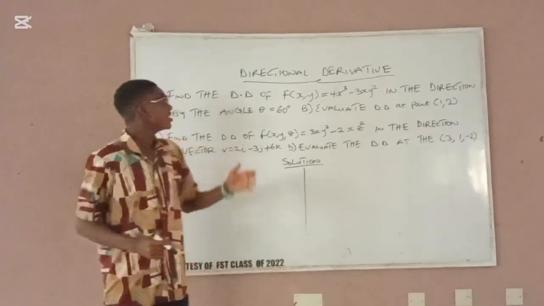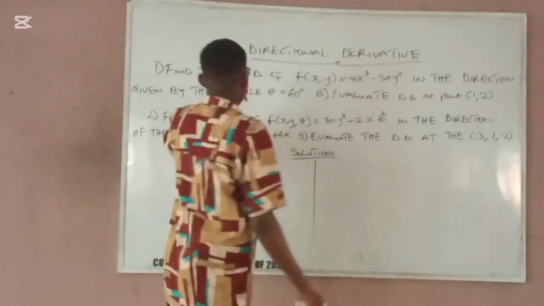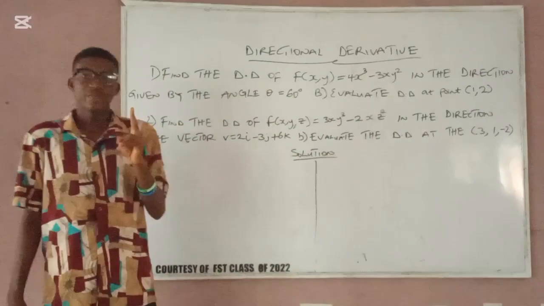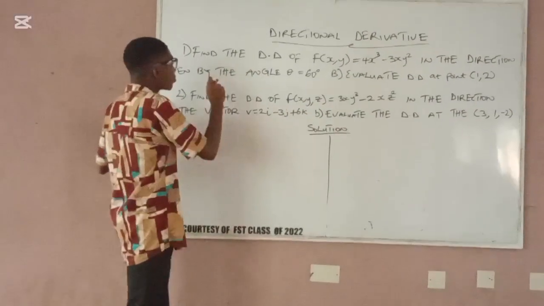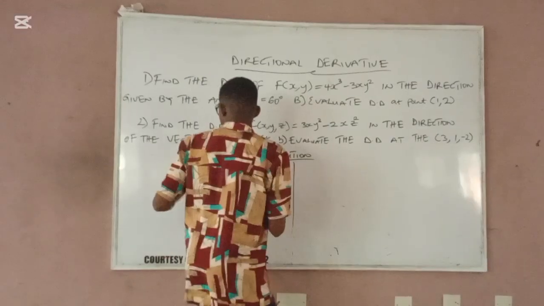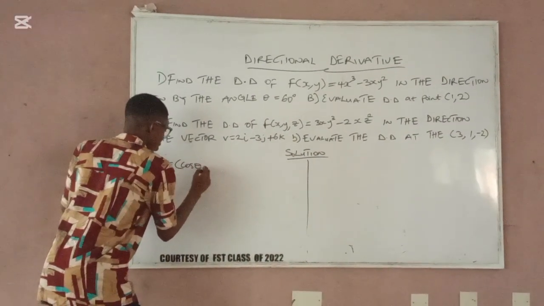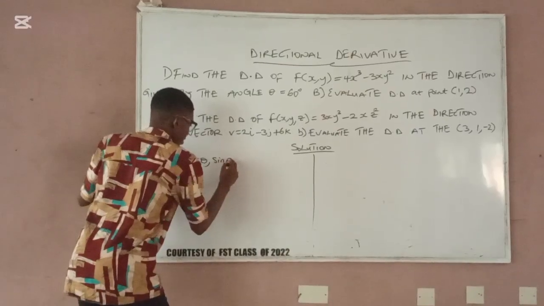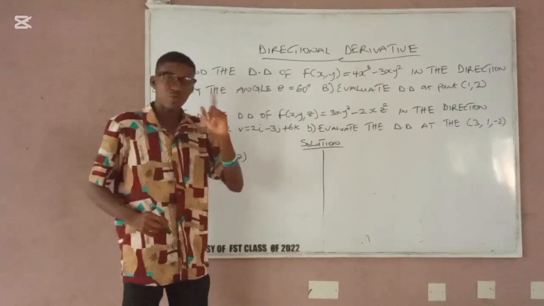Today we are talking about the directional derivative. We have two questions here. In directional derivative, you have two ways of finding your u, which is your unit vector. If they give you an angle, theta, to find your u, it is cos theta, comma, sin theta. This is how you find your u if they give you an angle.